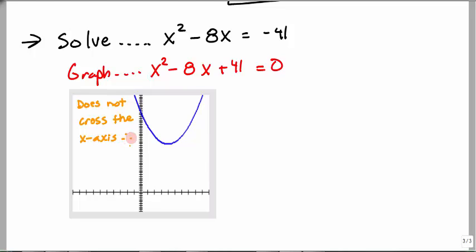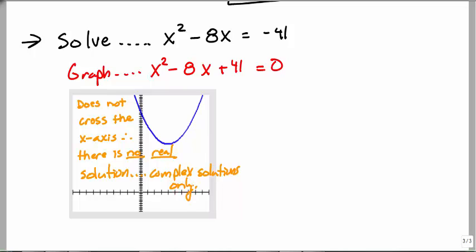Remember, the 3 dots in the shape of a triangle mean therefore there is no real solution. I'm only looking at complex solutions only. So that means when I get done with this, I'll have something to do with i running around. Okay, so graph x squared minus 8x plus 41. I did that. And from that, I gain the information that I have no real solutions. I only have complex solutions.